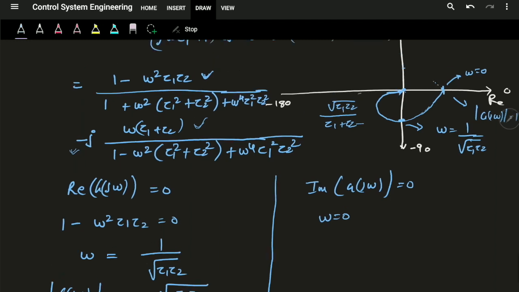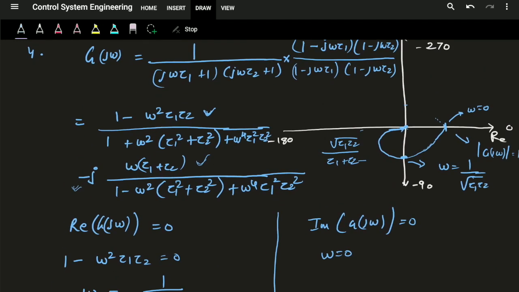So this is what we have studied: two types of systems. One is type 1, type 2, type 3, with only poles at the origin, and also a second order system. So in the next class we will do some numericals and we'll understand how this polar plot will help us to find out the stability of the system.